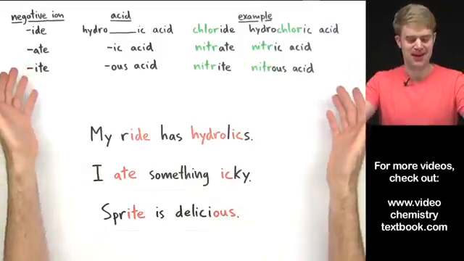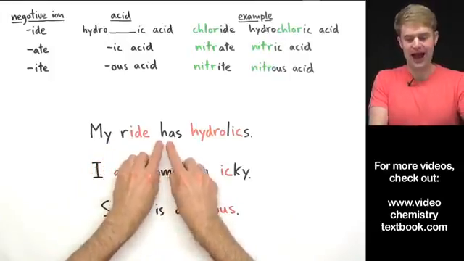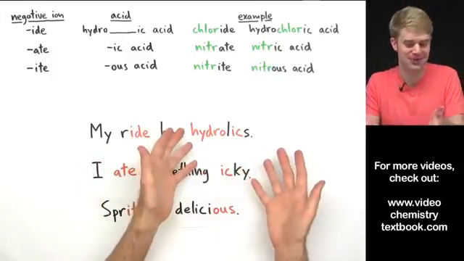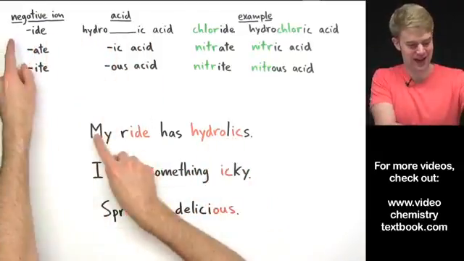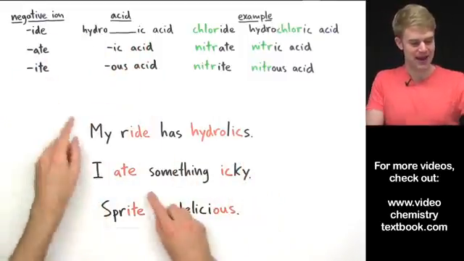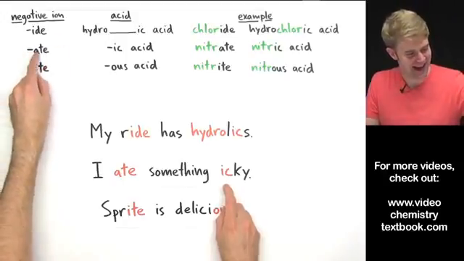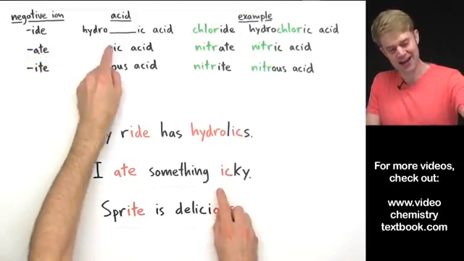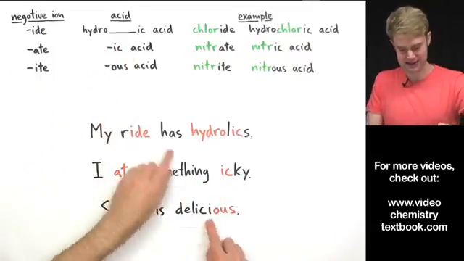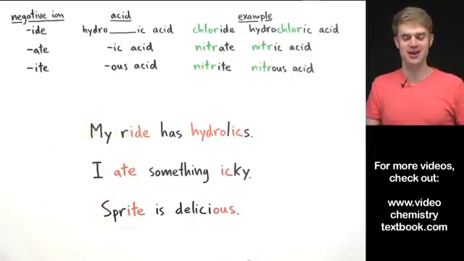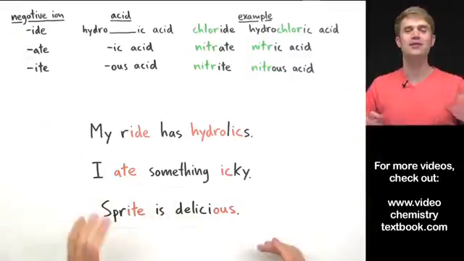How are you going to remember them? Here is a great mnemonic that I really like. My ride has hydraulics. This isn't actually how we spell hydraulics, but you know, whatever. So IDE, hydroic, so that's how you name this type of acid. And then I ate something icky, because acids that contain ions with ATE at the end are named with IC. And then finally, Sprite, ITE, is delicious, O-U-S. So remember these 3 sentences, you'll never ever have a problem with naming acids.